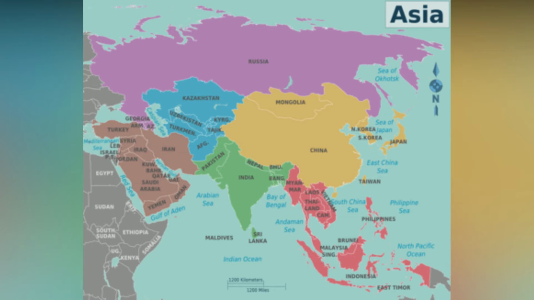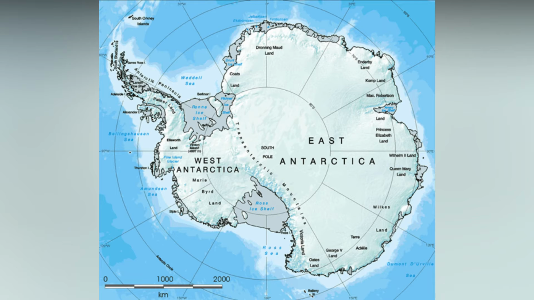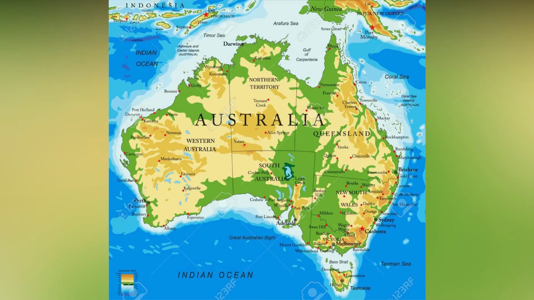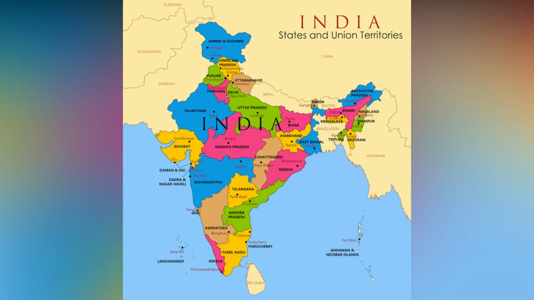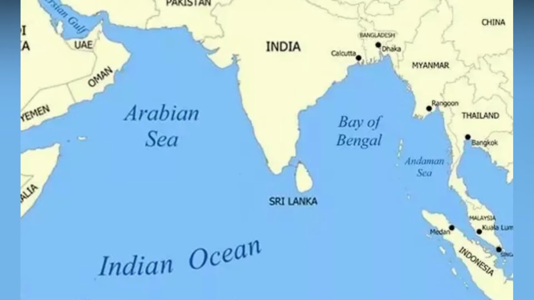Asia is the largest and most populated continent. It includes about 50 countries. Antarctica is the coldest and least populated continent. Australia is the smallest and also the most isolated continent. India is a part of the continent of Asia. As we all know, India is a peninsula as it is surrounded by water on three sides: the Arabian Sea, the Bay of Bengal and the Indian Ocean.